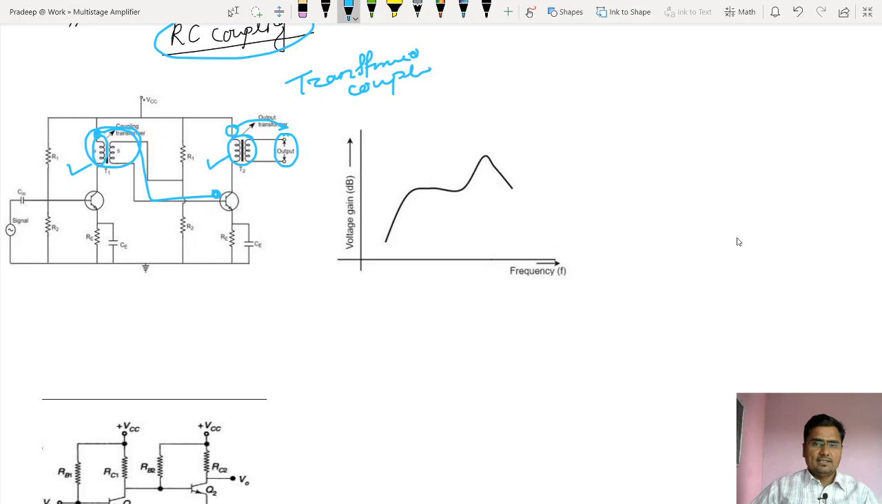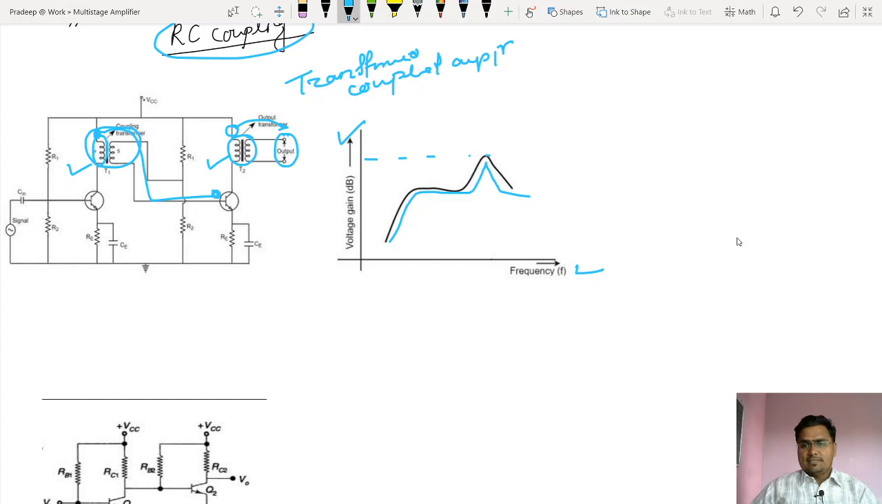Transformer coupled amplifier. Now if I check its frequency response, what does that mean? Gain versus frequency. If I consider its frequency response, look at this: the gain is decreasing, then increasing, then constant. Somewhere I am getting a large peak. Look at this. And what is this peak?